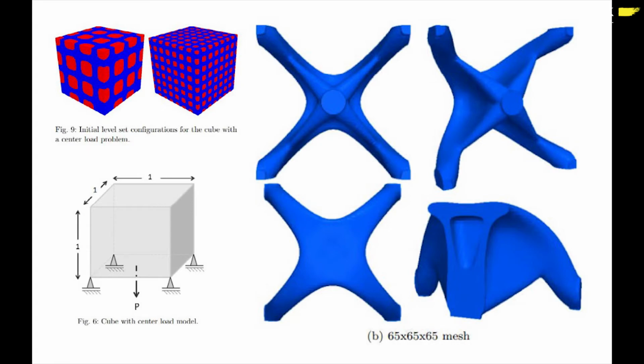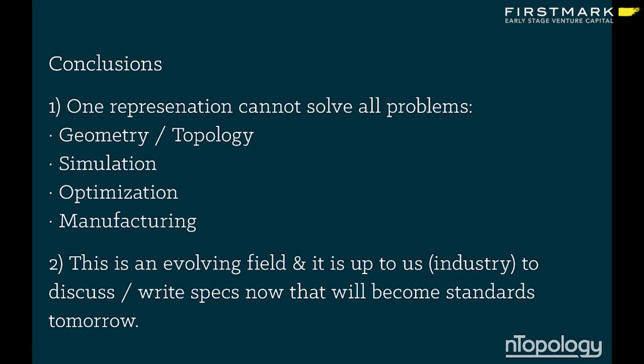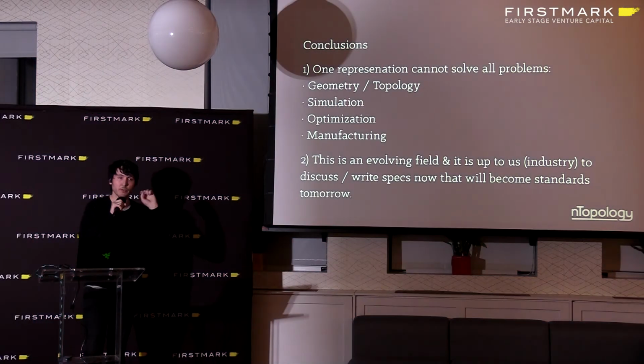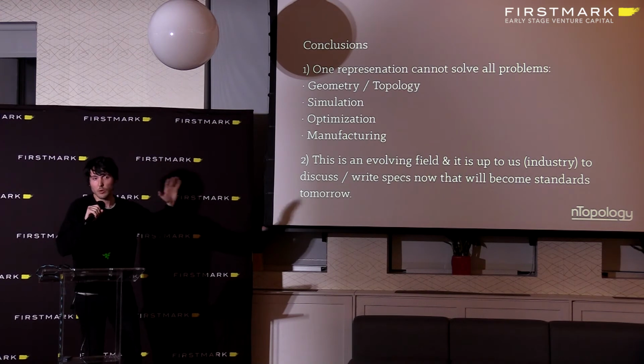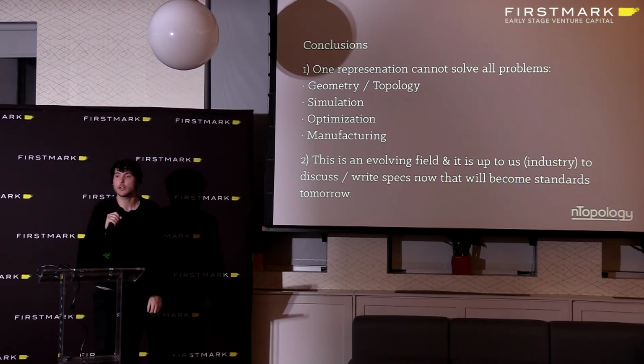In conclusion, what we've found is that there's not one geometric representation that can solve all problems. There are representations that are optimal for geometry and topology. There might be some that are for simulation. If you can run simulation on it, then you can do your optimization. And then there's probably a separate, more local representation for manufacturing.